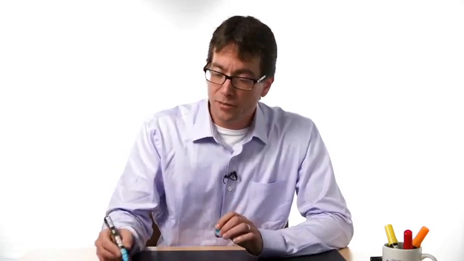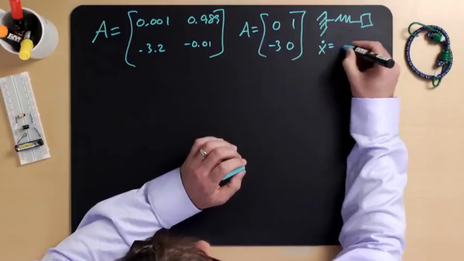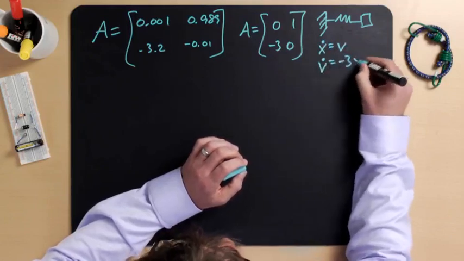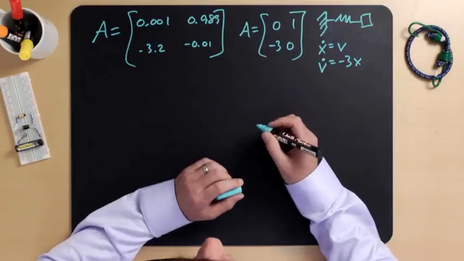If I choose the state vector to be W equals X and V, then W dot equals AW implies that X dot is equal to V, and V dot is equal to minus 3X. This implies that X double dot is equal to minus 3X. Looking at this diagram and these equations, I now know to expect the matrix I started with should have eigenvalues that are very nearly pure imaginary parts. If I calculate the eigenvalues, I find that they are negative 0.0045 plus or minus 1.7j.